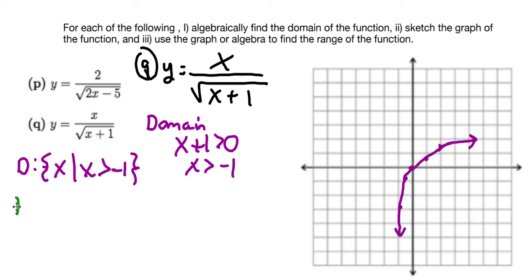So by looking at our graph here, we can see our range is y such that y is all real numbers. It keeps going down, it keeps going up. So it's elements of the real number line.